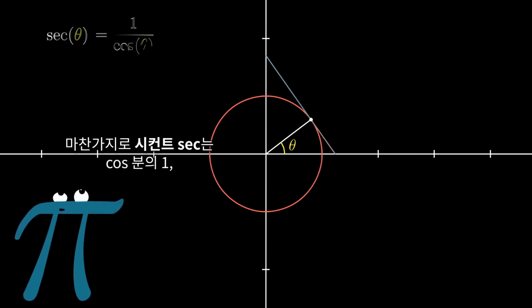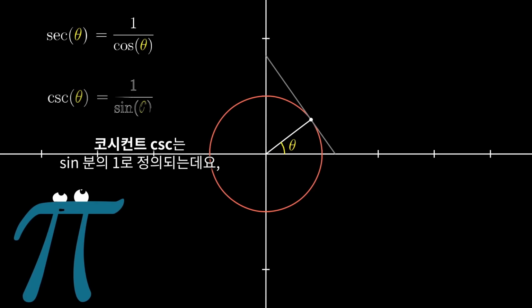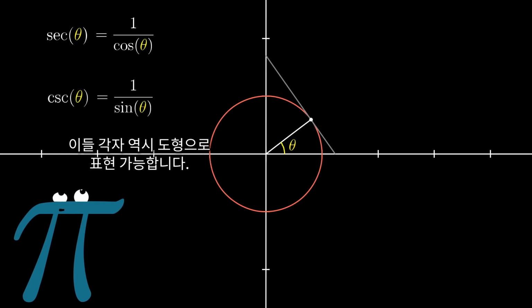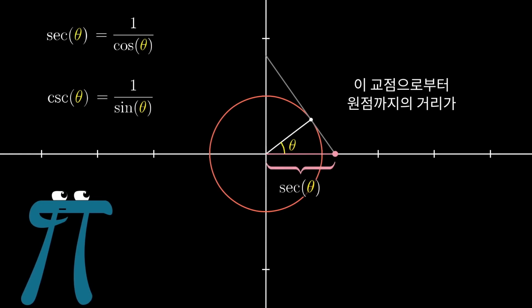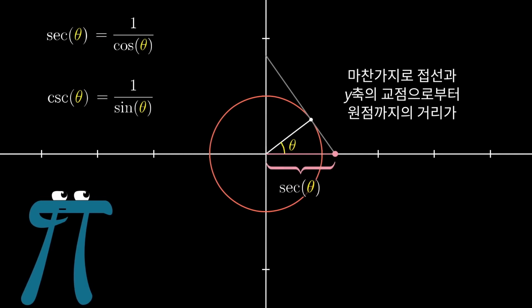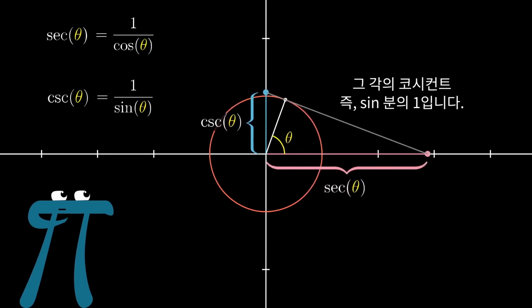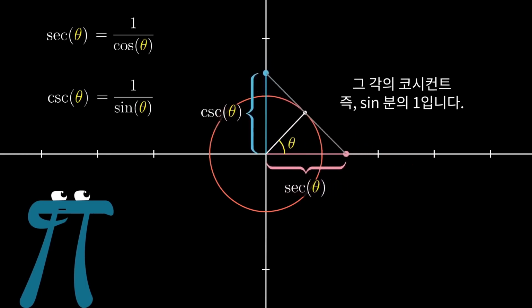Likewise, secant, which is defined as 1 divided by the cosine, and cosecant, which is defined as 1 divided by the sine of theta, each have their own places on this diagram. If you look at that point where this tangent line crosses the x-axis, the distance from that point to the origin is the secant of the angle, that is 1 divided by the cosine. Likewise, the distance between where this tangent line crosses the y-axis and the origin is the cosecant of the angle, that is 1 divided by the sine.